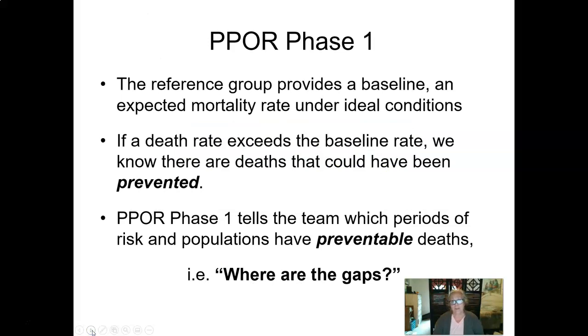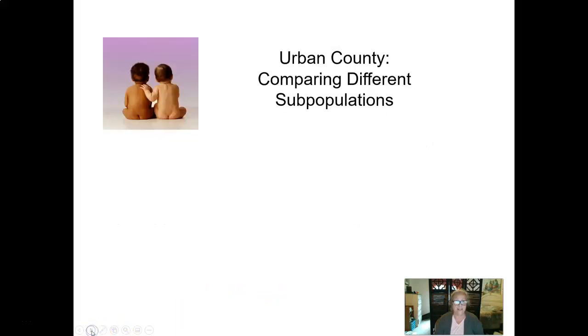So in phase 1 of PPOR, the reference group is providing a baseline for us. It's an expected mortality rate under ideal conditions. If a death rate exceeds that baseline rate, we know there are deaths that could have been prevented. In vital records data, we don't really know which deaths could have been prevented, but we have an idea about what periods of risk, what populations there are preventable deaths, and how big the gap is. So where are the gaps is what phase 1 tells you.